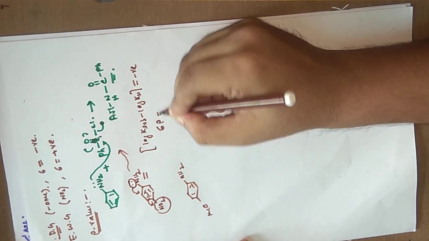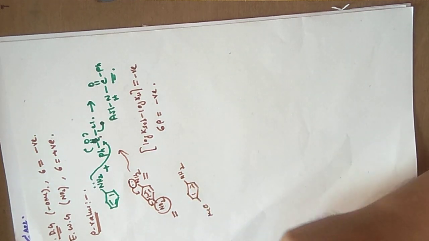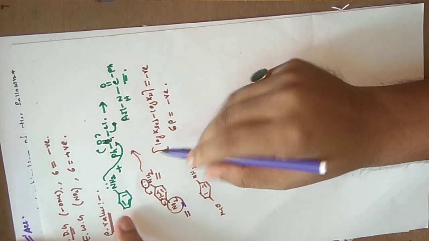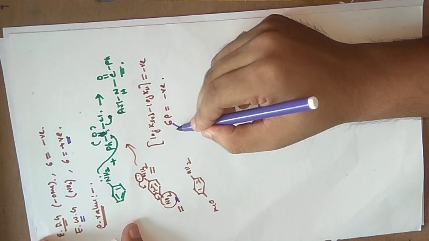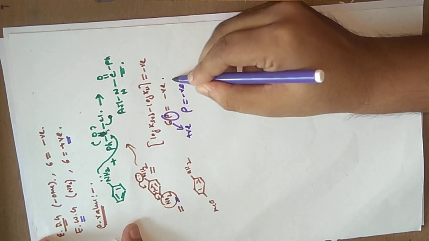So sigma into rho is negative, and since we introduce the NO2 group, which is an electron withdrawing group, the sigma value is positive. So what is the value of the rho? Rho value is nothing but negative.